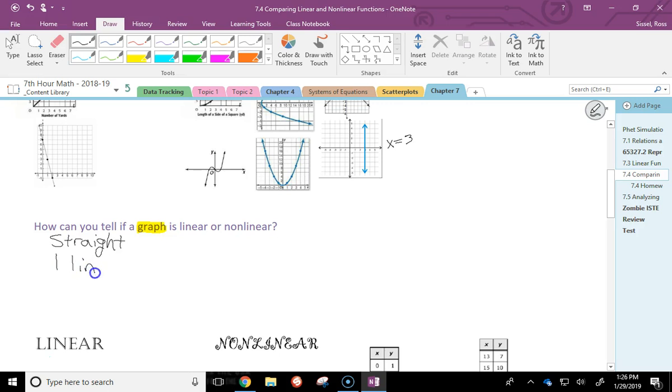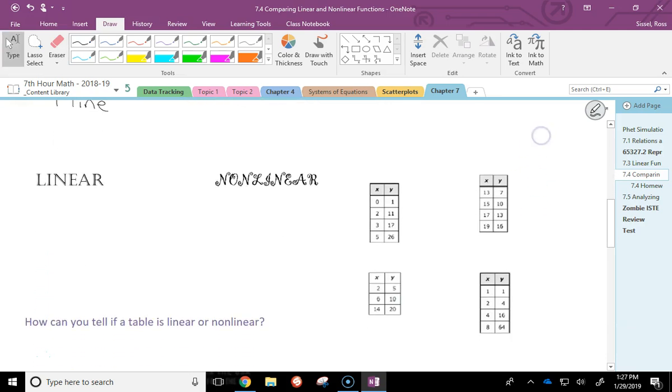One line and not vertical. That's the important thing. A straight line, not vertical, and one line.